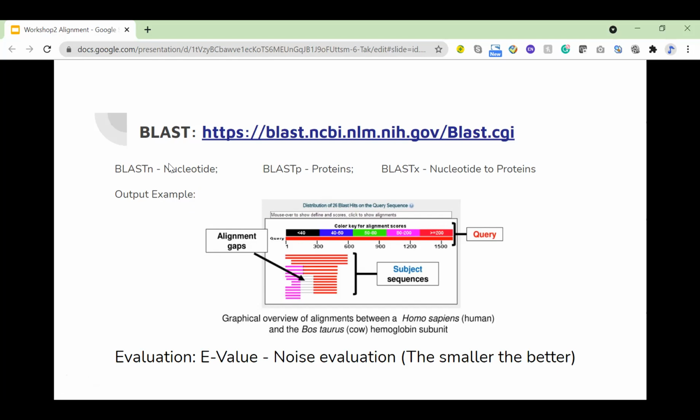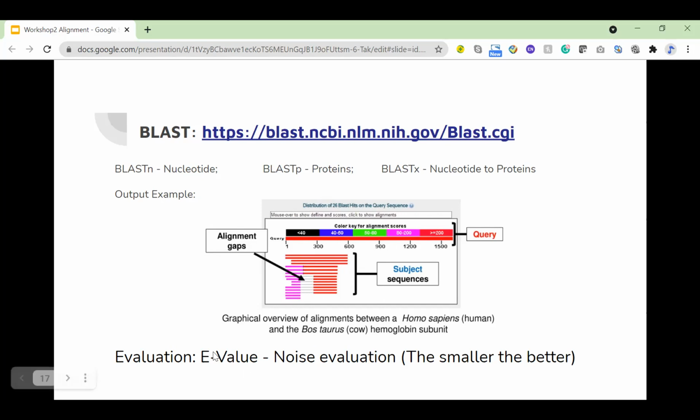They just tell you what the inputs of the BLAST are. If you only focus on nucleotide, then it's N. If you only focus on protein, then it's P. If you have one sequence that is nucleotide and another that is the translation of something, like proteins, then it's X. And this is just a picture to show you what it looks like at a very high level.